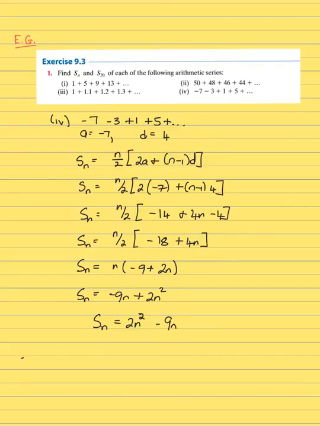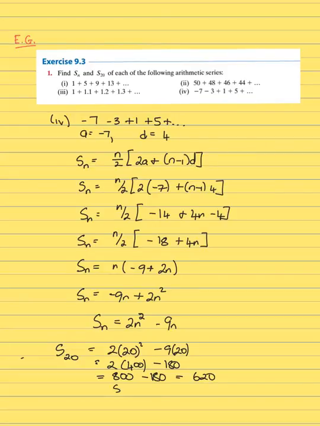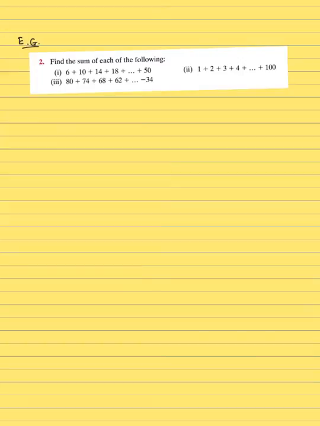And now to find S20, we just put 20 in for n. So S20 is 2 times 20 squared minus 9 times 20. So 2 times 400 minus 180. So that's 800 minus 180, which is 620. So S20 is 620.